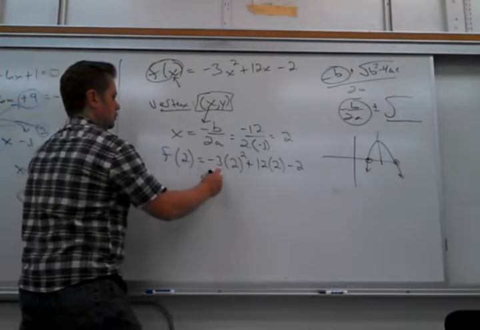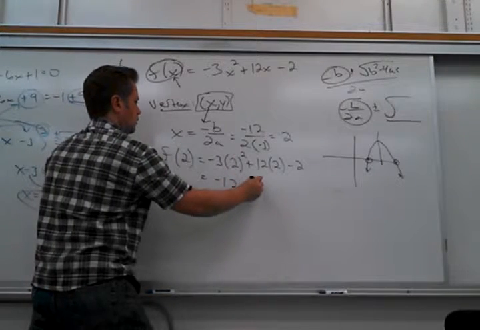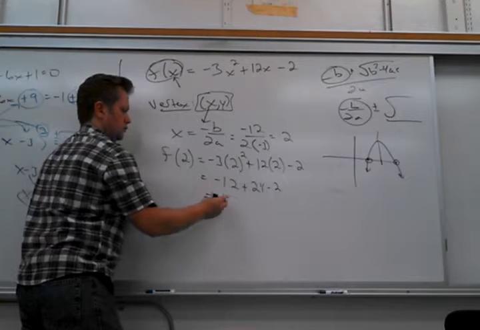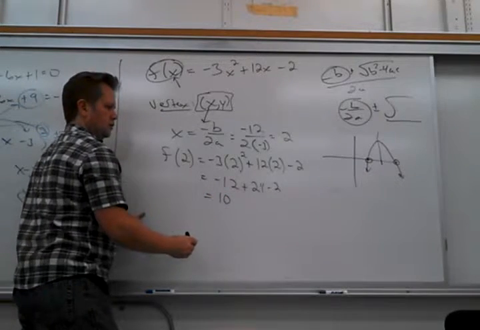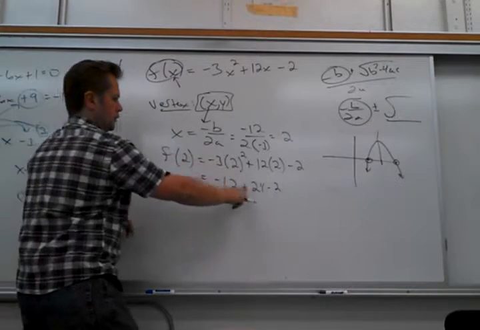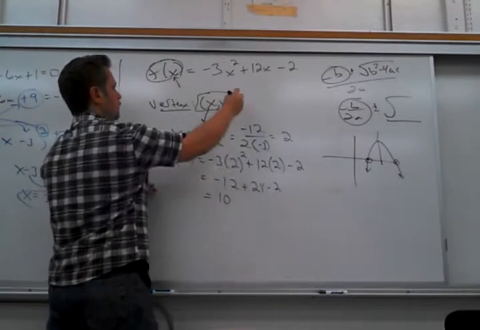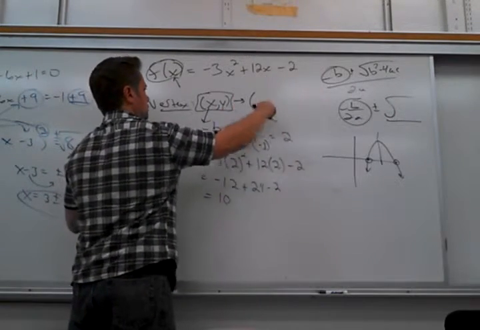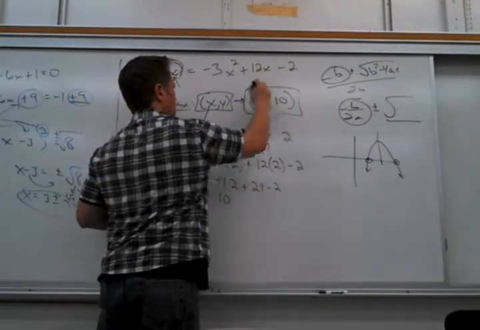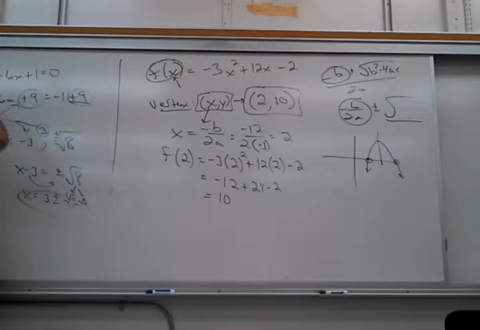So what do you get here? Negative 12 plus 24 minus... So you get 12 minus 2. Careful. Yes, positive 12, careful. Positive 12, right? Minus 2 is 10. So my vertex is 2, 10. That's the vertex.